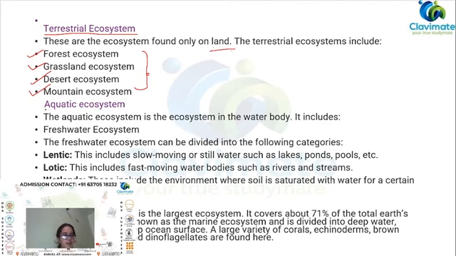Aquatic ecosystem includes freshwater and oceanic water ecosystem. Freshwater includes lentic and lotic. Slow moving or still water is considered to be a lentic ecosystem, whereas if it is fast moving, it is considered to be lotic. The oceanic ecosystem is the largest ecosystem and it covers around 71% of the total Earth surface. That means all the oceans are known as the ocean ecosystem.